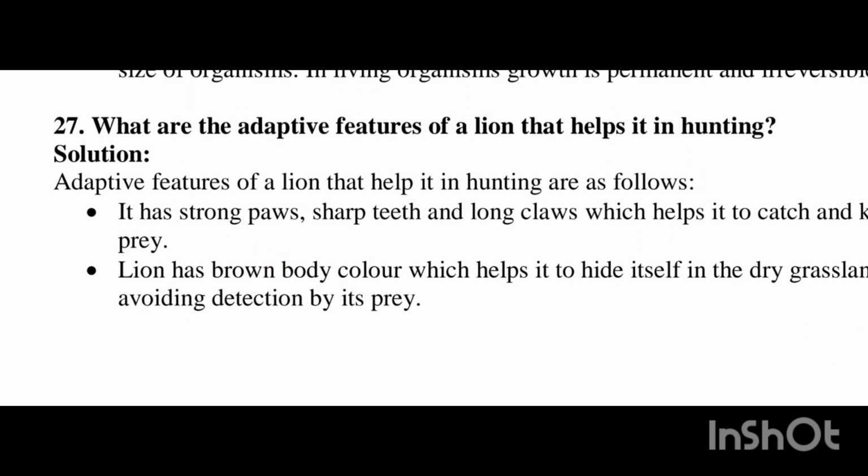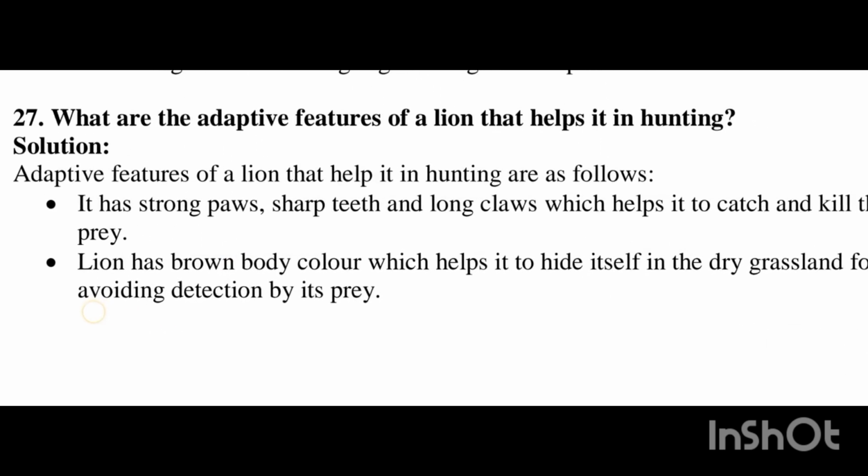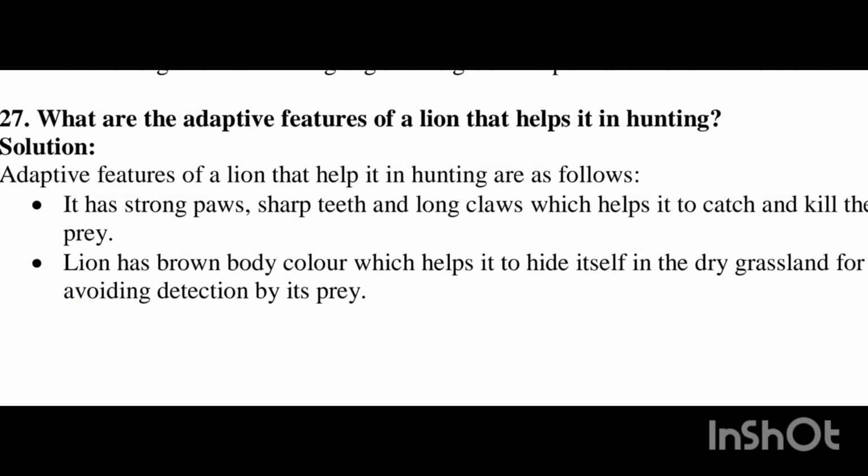What are the adaptive features of a lion that help it in hunting? It has strong paws, sharp teeth, long claws which help it to catch and kill the prey. Second, a lion has brown body color which helps it to hide itself in the dry grassland for avoiding detection by its prey. So for today, this much.